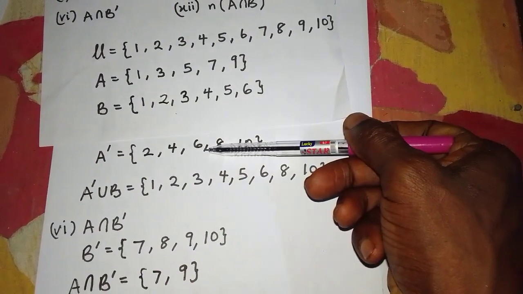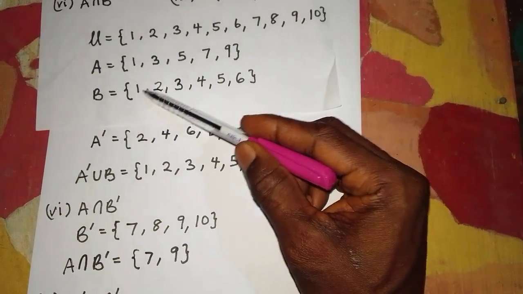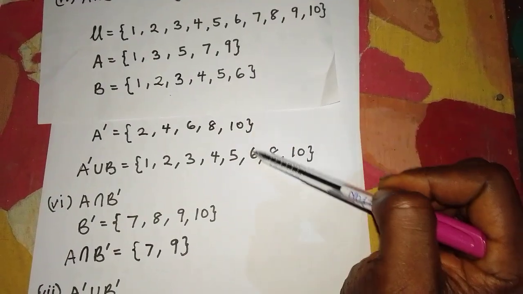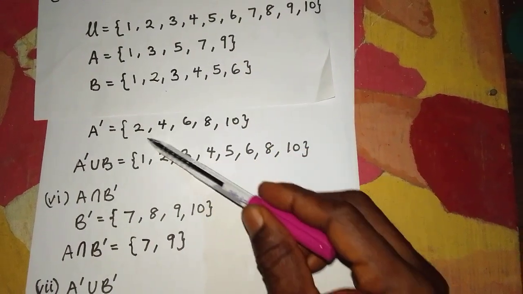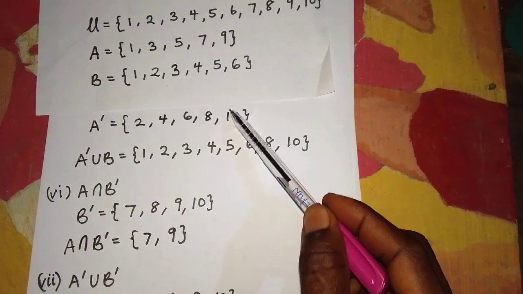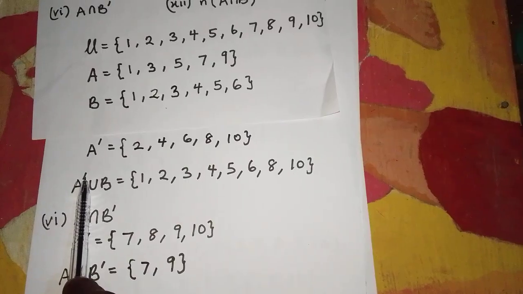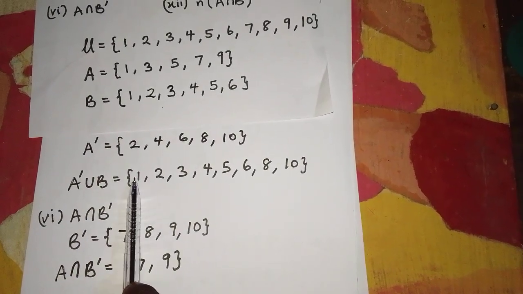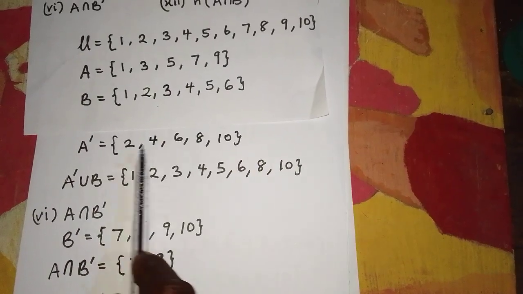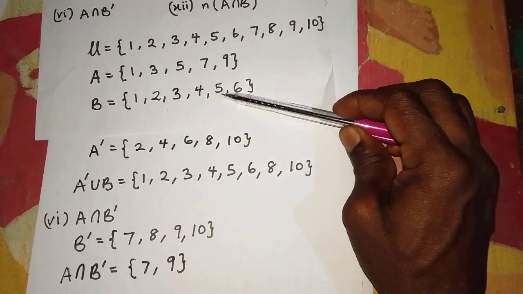When you combine these two sets, set B and A complement, you are going to get 1, 2, 3, 4, 5, 6 is in B. Then 2 is already here, 4 is here, 6 is here. Then we have 8 and 10. So when I combine A complement and B together, I'm having 1, 2, 3, 4, 5, 6, 8 and 10. So this is a combination of A complement and B.